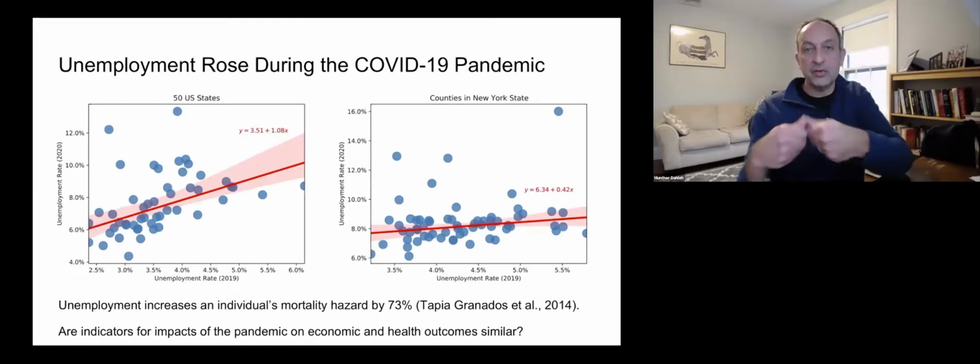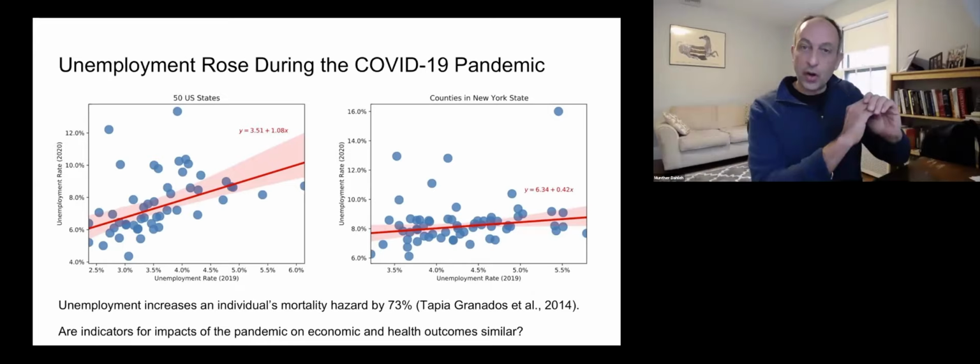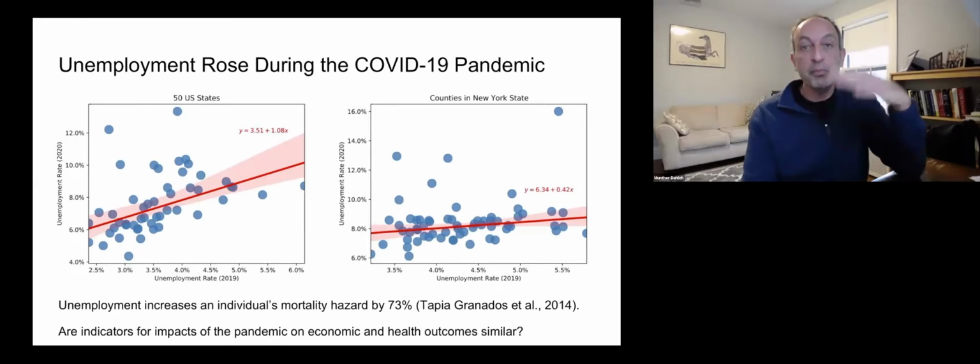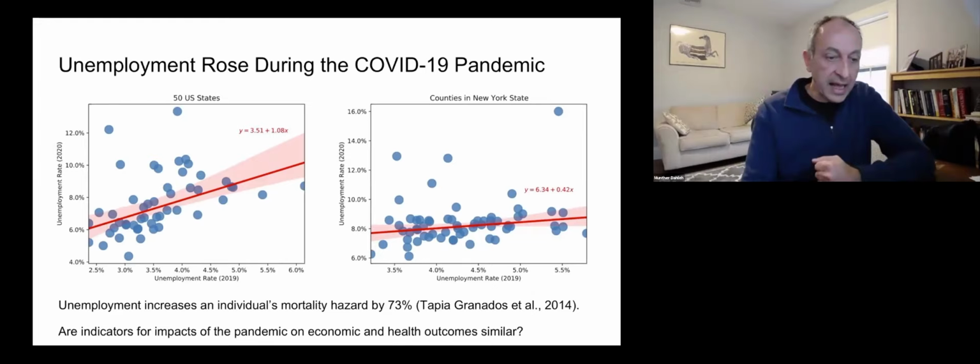So let me segue a little bit and talk about unemployment and then put these two things together. We know, for example, that the unemployment rates have gone up since COVID-19. And this picture on the left shows the unemployment rate of 2019 versus 2020 in all the 50 states of the United States. You can see that some states have done better, but by and large, you have a linear regression over here that fits what's going on.